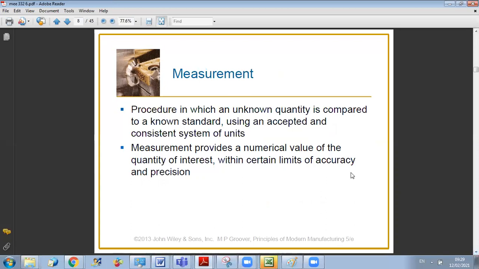Now, what is measurement? Measurement is a procedure in which an unknown quantity is compared to a known standard one. This is why I told you that when you specify a certain scale, it's just a reference for you and you follow it. This is why it's subjective, if you want a way to define it. You can define any new unit, and it can be used as a measurement tool. So measurement provides a numerical value of the quantity of interest with certain limits of accuracy and precision.